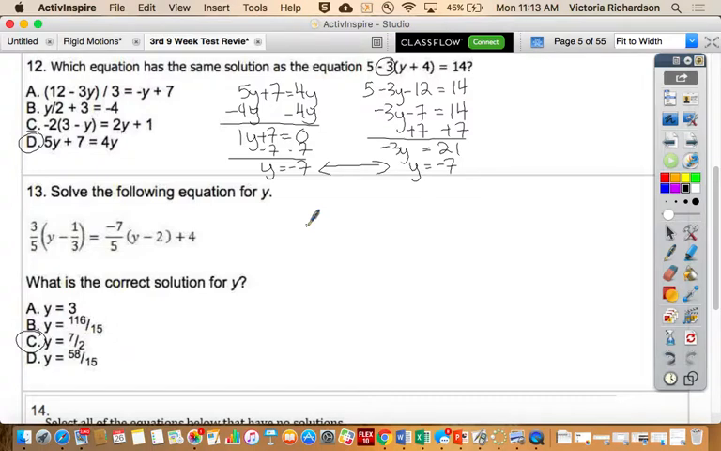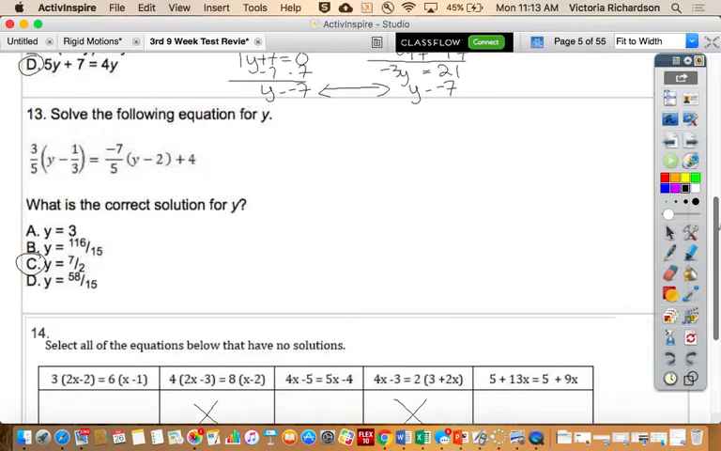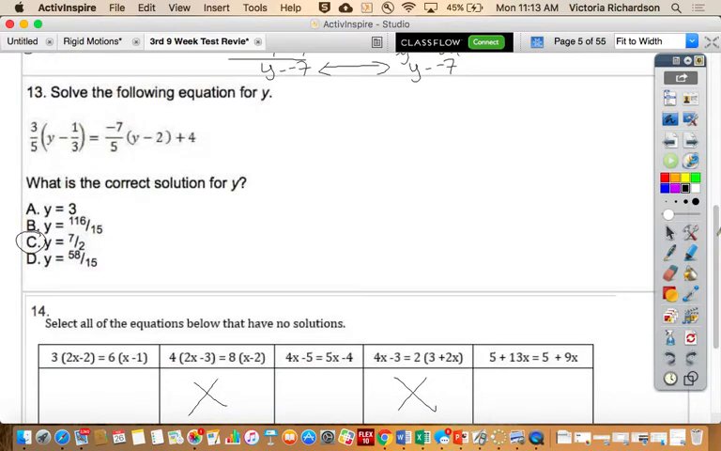All right, 13. Solve the following equation for y. So once again, like I said, you've got to work with fractions. And in this case, you can't really change them to decimals because if you change 1/3 to a decimal, you get 0.3 repeating, which is kind of nasty. So you just got to work out the fractions.